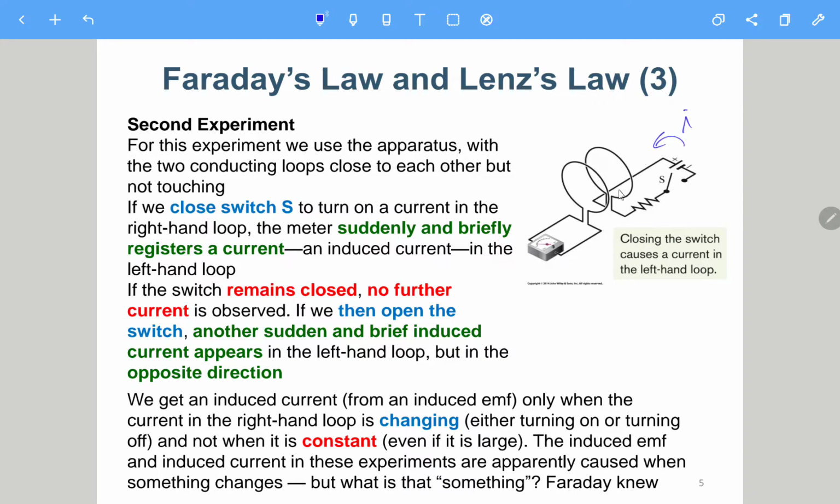So in this case, we don't necessarily need to move this one. We just try to switch it on and off, without any relative motion. Okay, so here, if we close the switch, which means turning on a current in the right-hand loop, the meter suddenly and briefly registers a current, an induced current in the left-hand loop.